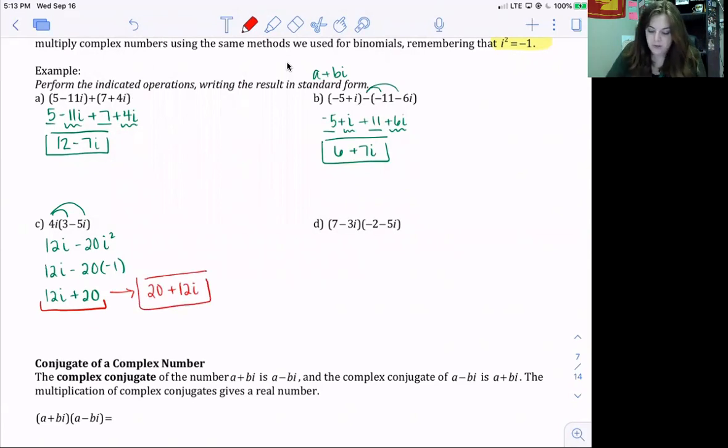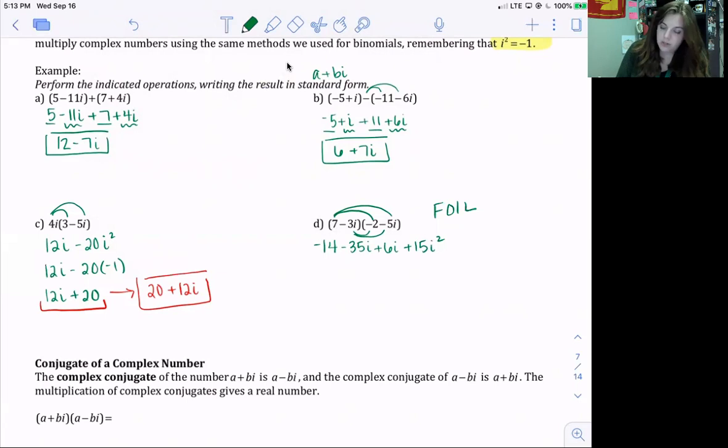Okay. All right, and then looking at d, we have the quantity of 7 minus 3i times the quantity -2 minus 5i. So we're going to FOIL. 7 times -2 is -14. 7 times -5i is a -35i. -3i times -2 is a positive 6i. And -3i times -5i is a positive 15i squared.